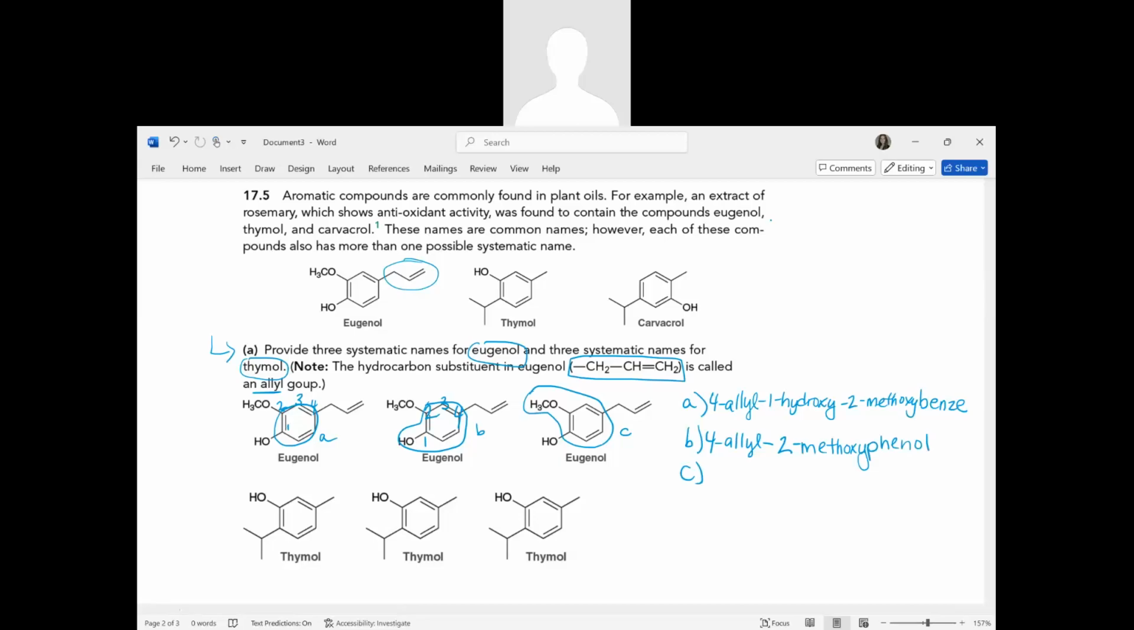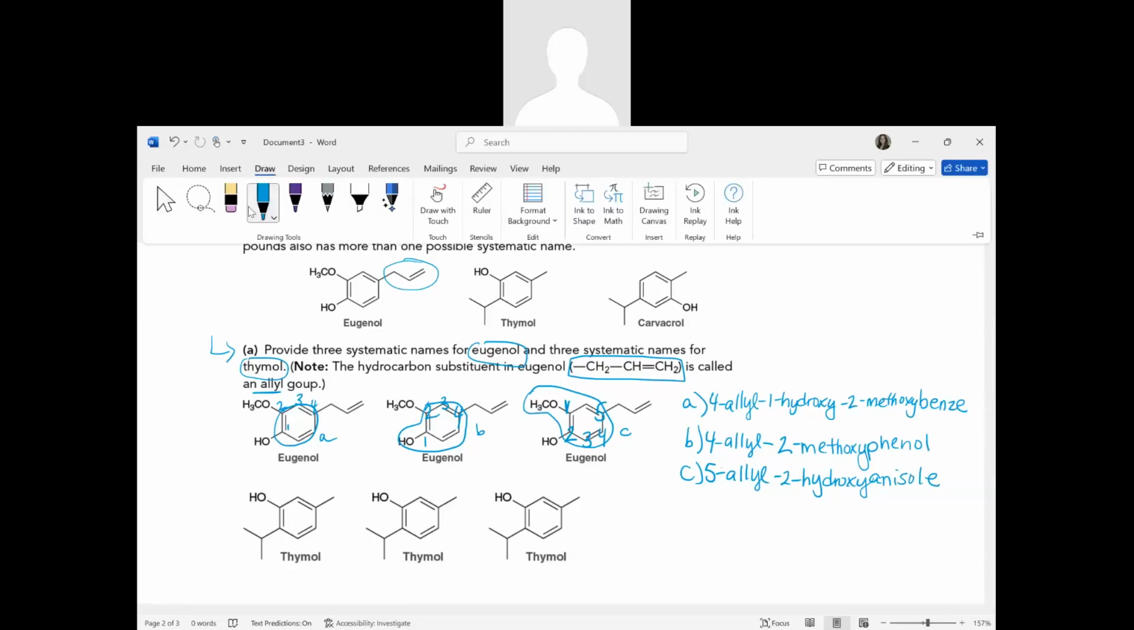And then in our third structure here, we'll call that structure C. We have this parent named as the anisole. So this will be our carbon 1 here, carbon 2, 3, 4, and 5. So now, naming this alphabetically, we'll have our allyl group out front as 5-allyl, 2-hydroxy, and then anisole is our parent.